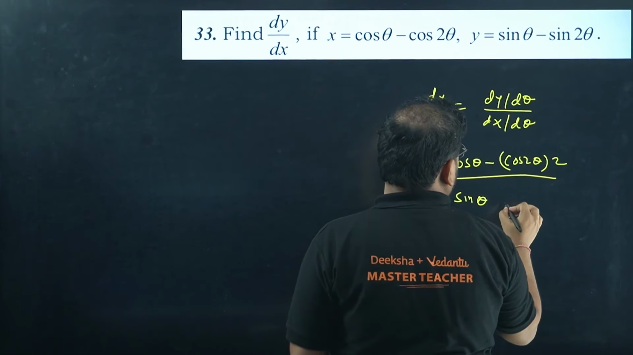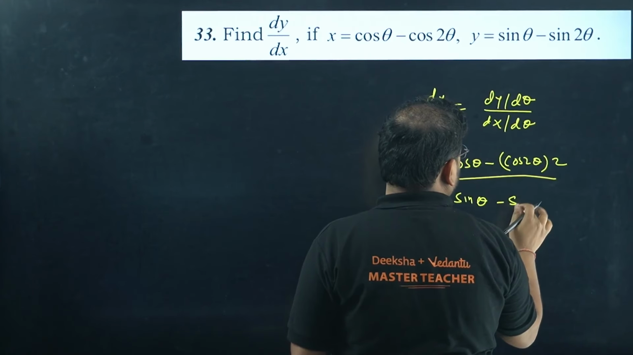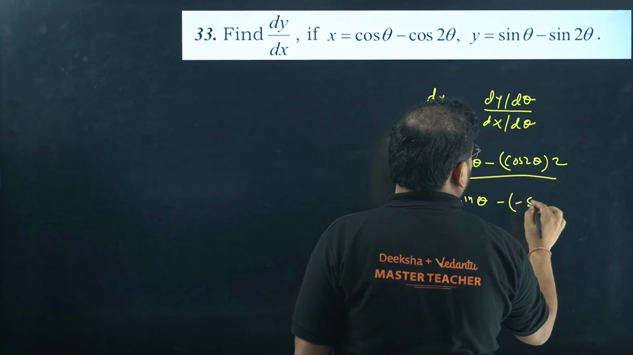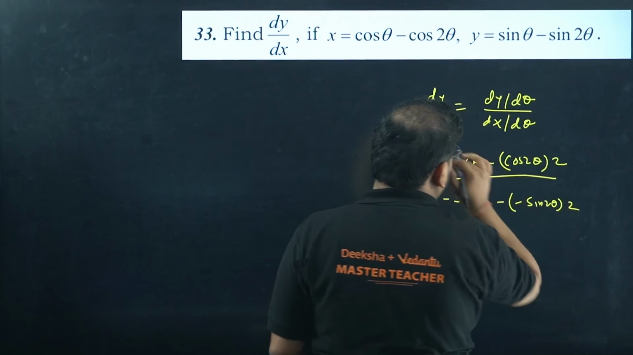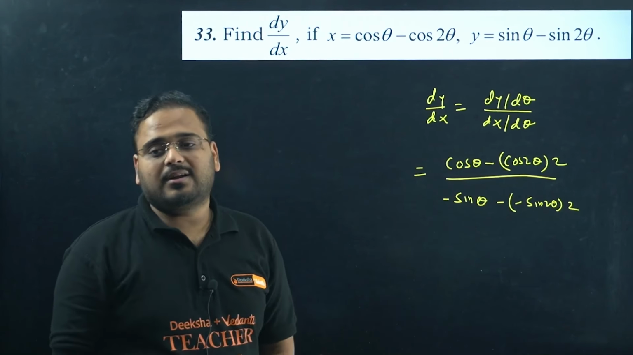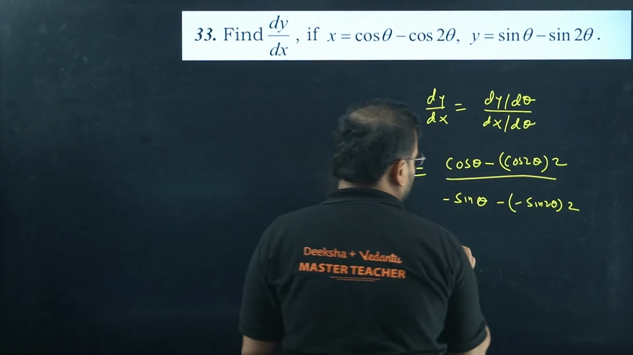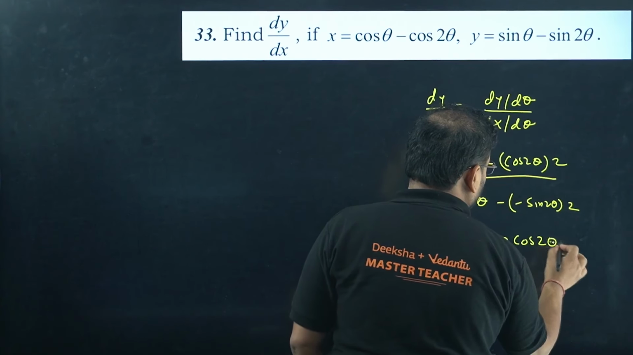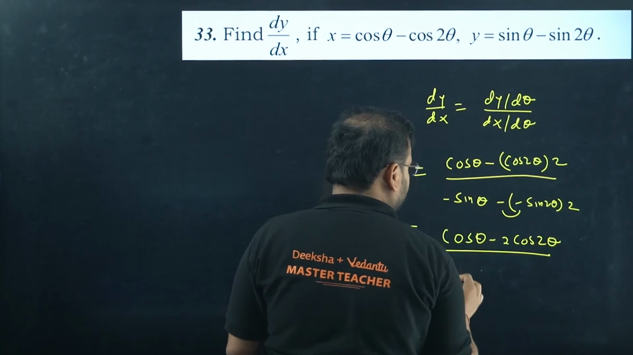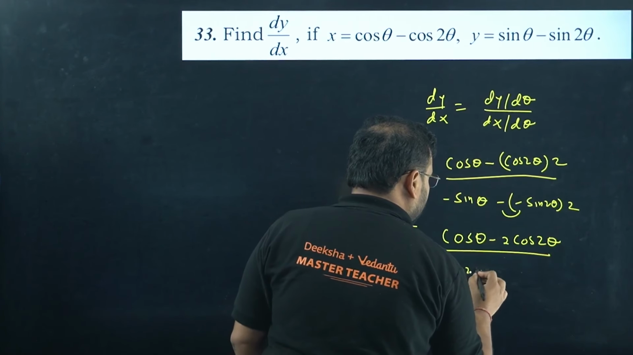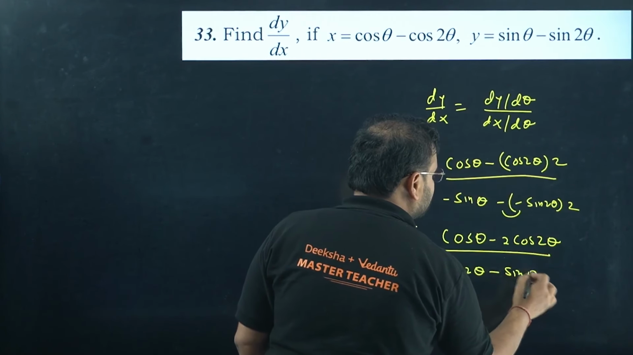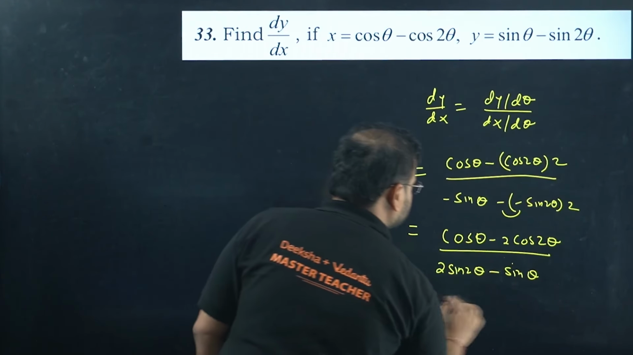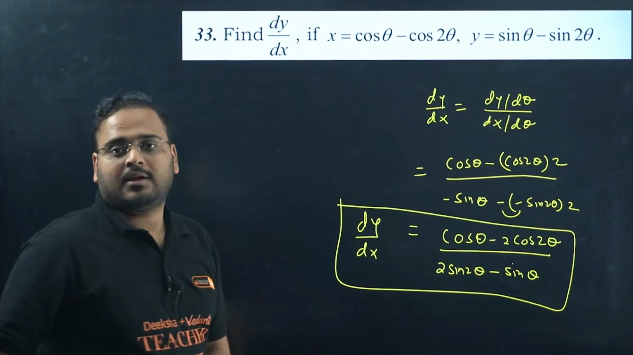Over here we'll have minus of minus sine, yeah, minus sine 2 theta into 2. Am I right? Differentiate cos, will get minus sine 2 theta. So we have the answer as cos theta minus 2 cos 2 theta divided by, this will become positive, right? So 2 sine 2 theta minus sine theta. This is the answer for dy by dx. Very simple question.